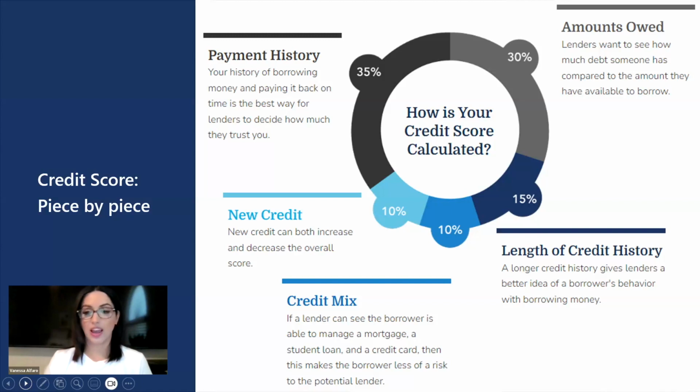And new credit. So be careful with this one. This can increase or decrease your score. 10% of your credit score is made up of your new credit. Typically, where we see this become a negative impact on your credit score is when you acquire too much debt within a short period of time. So keep those inquiries and those new accounts to a minimum. Typically, you'd want to only open 2 new accounts every 24 months.